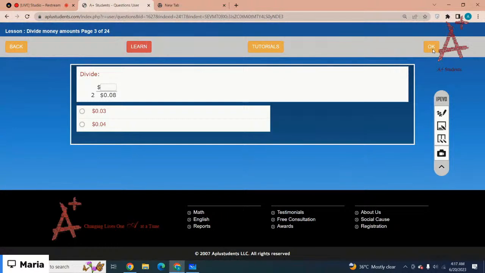Okay, the next one is you have to divide 0.08 divided by 2. So which is the correct option? You have to count the table of 2 until 8. So 2 times what number is 8? 2 times, yes, 4 is 8. It would be 0.04. Very good.